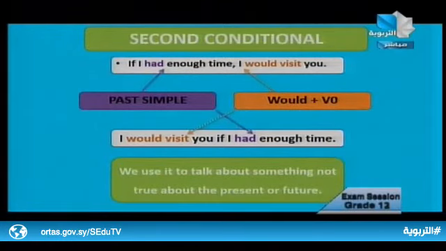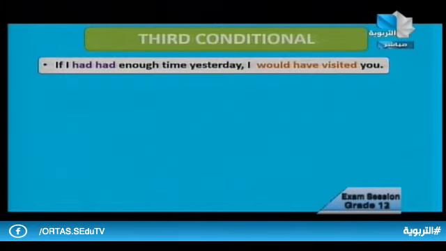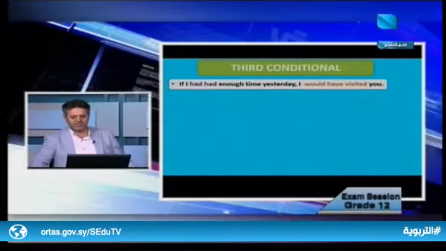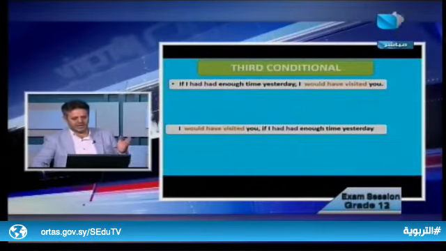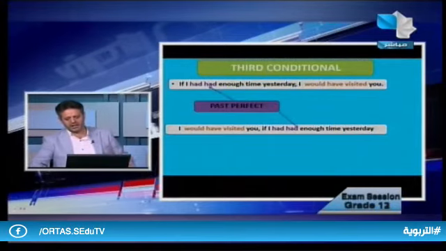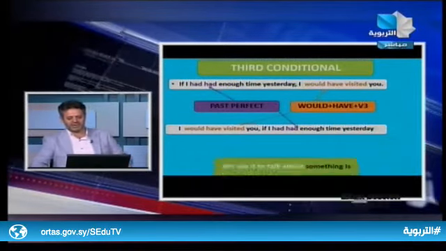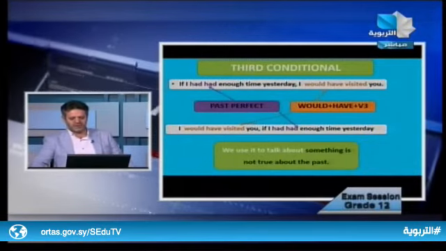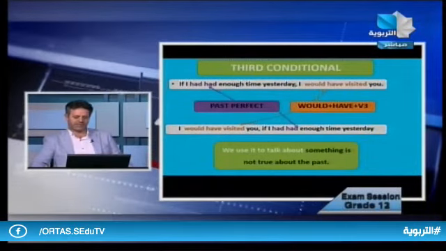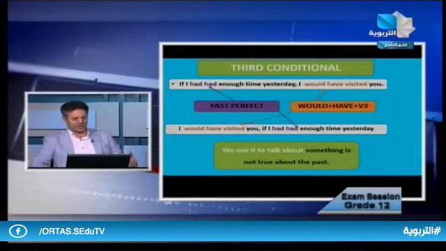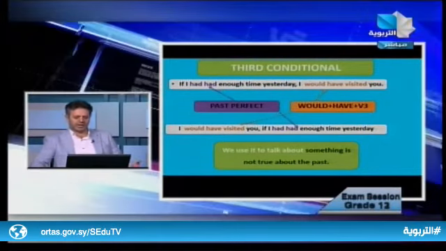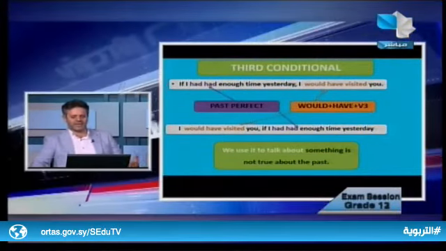The third conditional: if I had enough time yesterday, I would have visited you. Here we have to use past perfect in the if clause, and in the main clause we should use would plus have plus verb 3. I would have visited you if I had enough time yesterday. We use the third conditional to talk about something which is not true about the past.